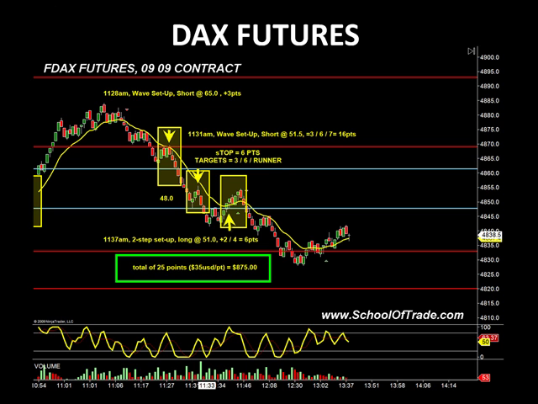We had to wait most of the morning here. 28 minutes past the hour, though, we get a wave set up. This was a short from 65 even, and it got us going with a little small winning trade of 3 points on the DAX. Now, of course, guys, the DAX market is one of our favorite markets to trade because of its wild swings, lots of volatility, and of course, at 35 US dollars per point, these points are going to add up very quickly.